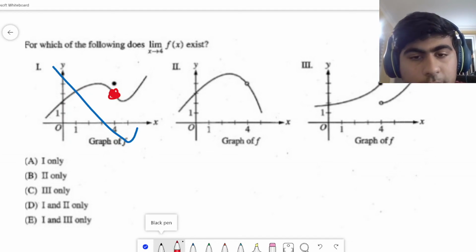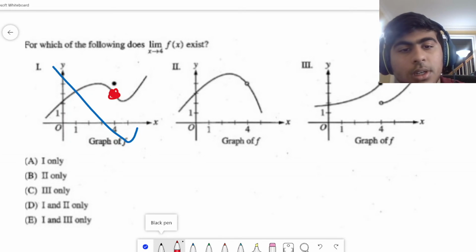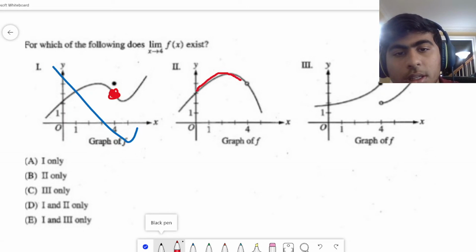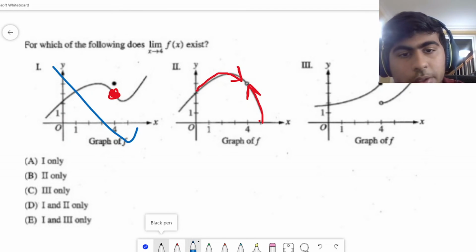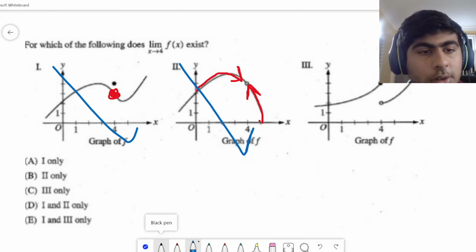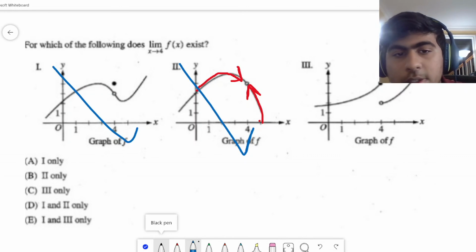Let's see the next one. Well, it has basically the same structure, right? As you go from the left-hand side, you approach that point. As you go from the right-hand side, you approach that point. So that one point is the limit, and this one works. And in general, if you see removable discontinuities like that, the same thing over here with that hole, you generally will have the limit existing. On the other hand, let's look at this third one.